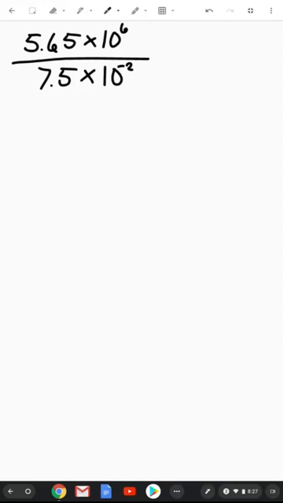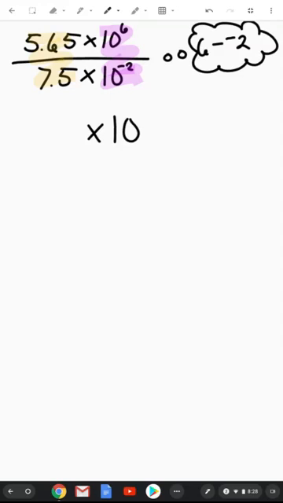Again, same thing. I'm going to take these guys, divide 5.65 by 7.5, and then I use my exponent powers with my power of 10 over here. So I'm going to just go ahead and bring down that. Again, you're thinking in your head, 6 minus negative 2. Okay, and you know that when you have a negative being taken away from something, we move in a positive direction. So that's going to actually give me a positive 8. And then I'm throwing in 5.65 divided by 7.5 into my calculator.